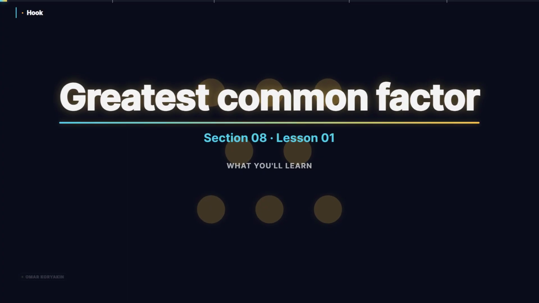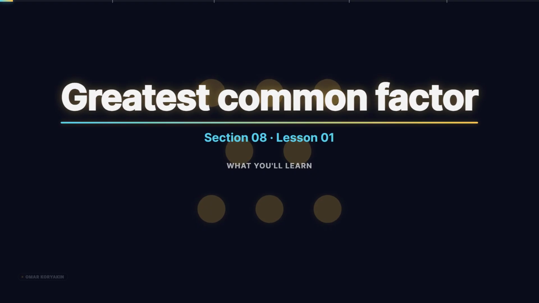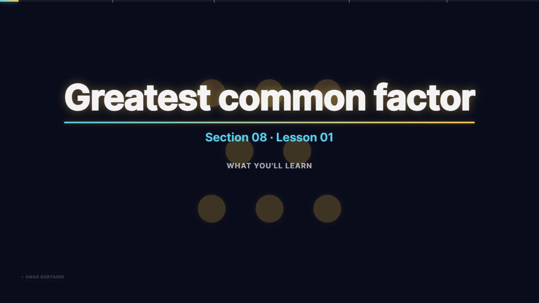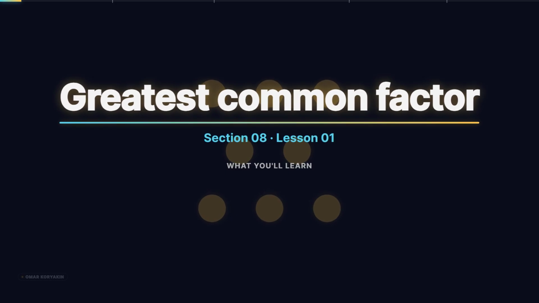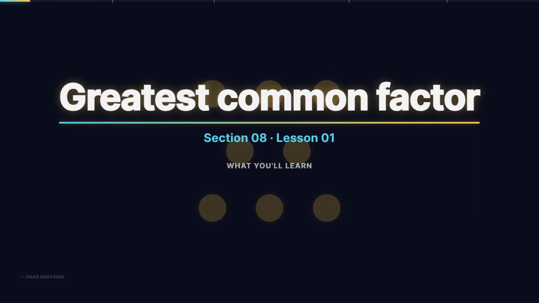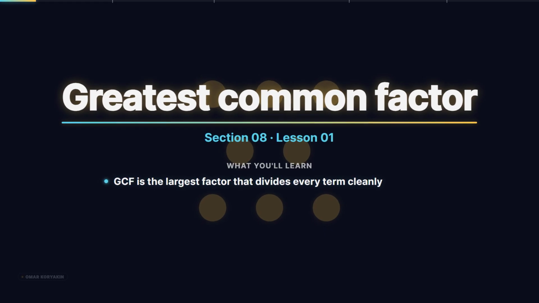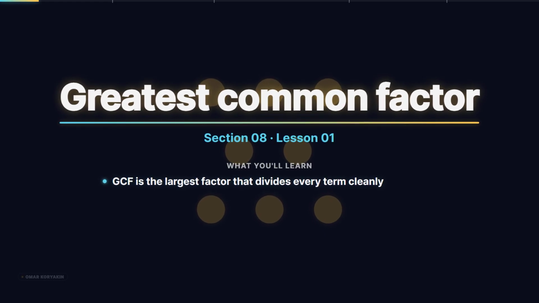Welcome to Section 8, Lesson 1. Section 8 is the factoring section, where multiplication starts with two factors and produces a polynomial. Factoring runs that operation in reverse, taking the polynomial and recovering the factors. Today's lesson is the very first step you should always try every single time before any other factoring technique.